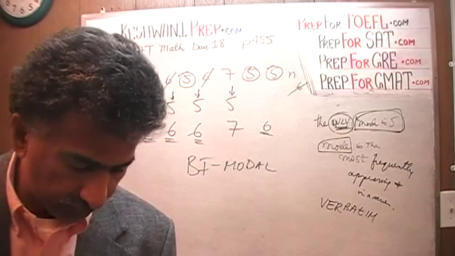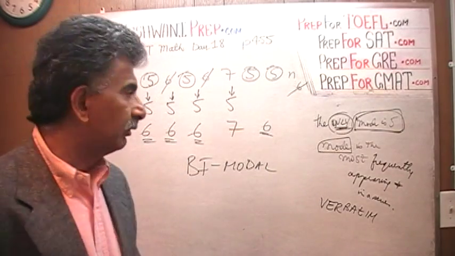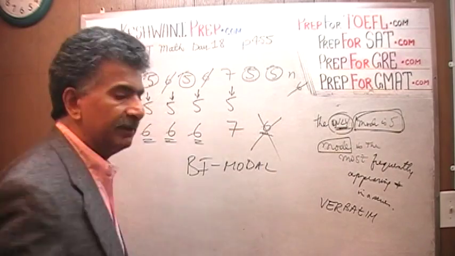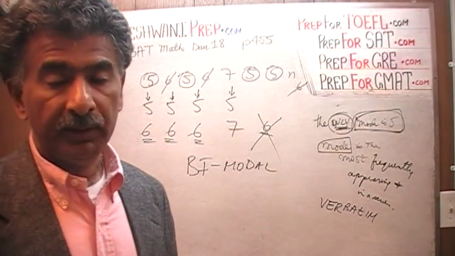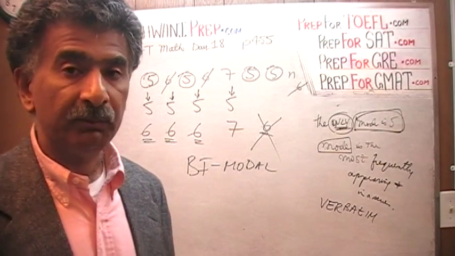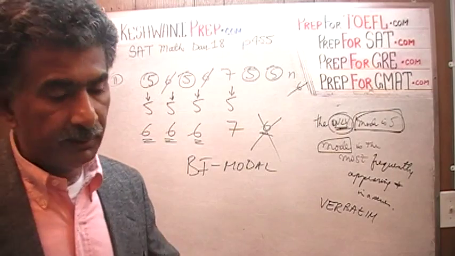The only mode is 5, which means you cannot have more than one mode, which means n cannot be 6. Because if n were 6, we'll end up with 4 6s and 4 5s. We'll end up with a bimodal series. We do not have a bimodal series. There is only one mode. n cannot be 6. That's it.